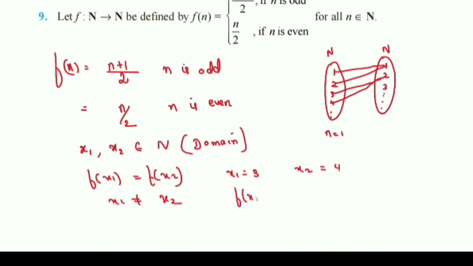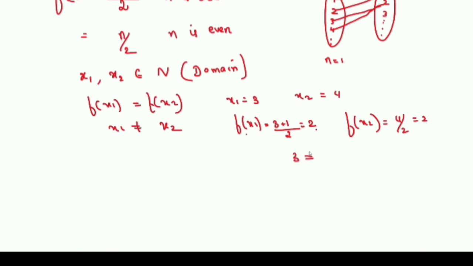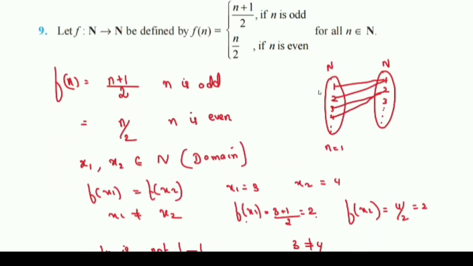So f of x1 will be, because it is odd, 3 plus 1 by 2, so that is equal to 2. So f of x1 is 2, f of x2 will be 4 by 2, that is also equal to 2. So we have f of x1 and f of x2 equal, but x1 is not equal to x2. So this function is not 1 to 1. This is not injective. Now we are going to prove the function is onto.